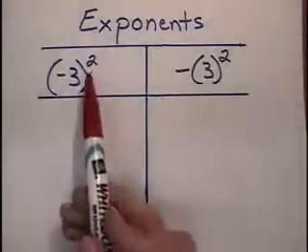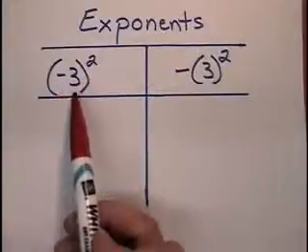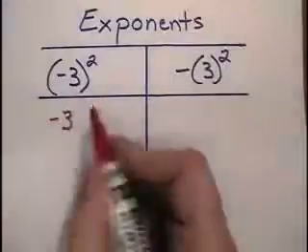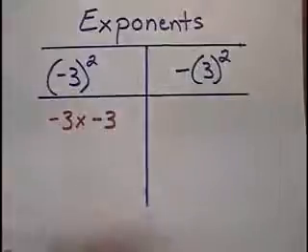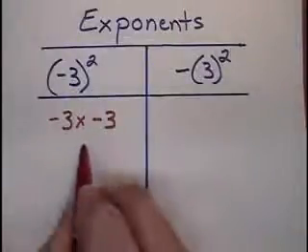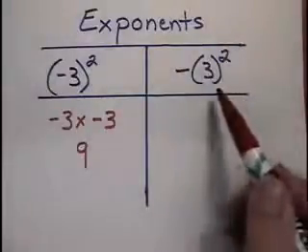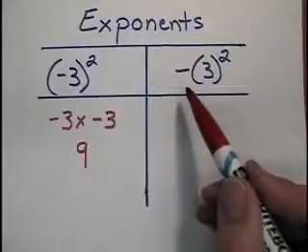Here, the value that's being taken to the second power is the entire value inside the parentheses. So this problem means to take -3 and multiply it by -3. So -3 raised to the second power would end up calculating to be a +9. By putting the parentheses this way, we're excluding the negative sign.